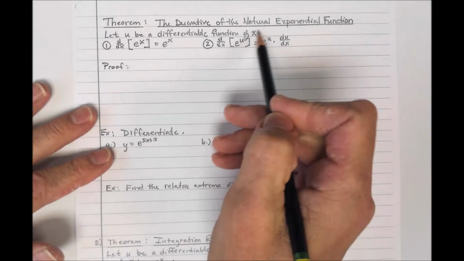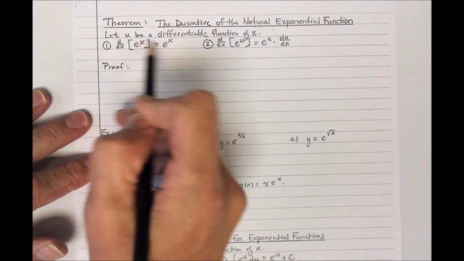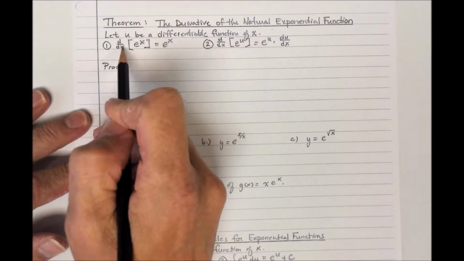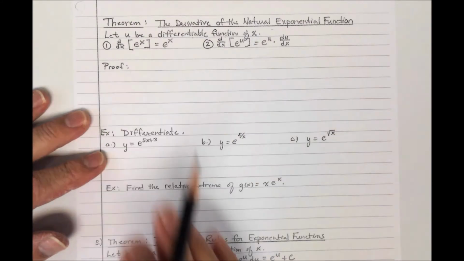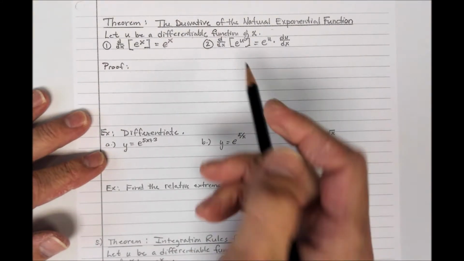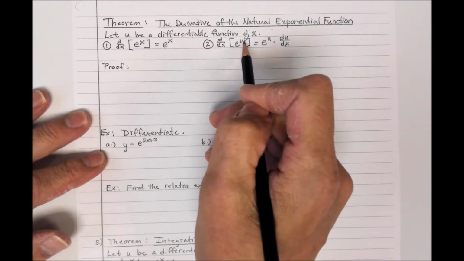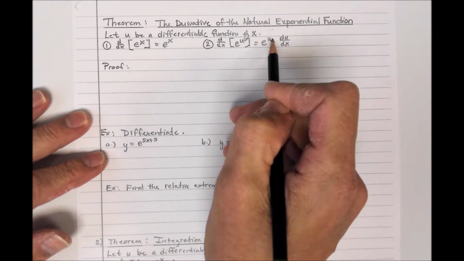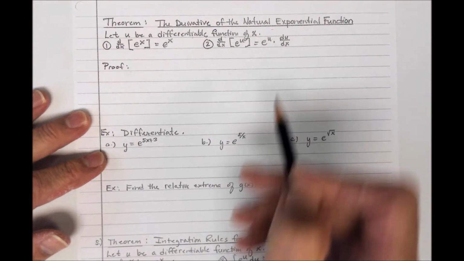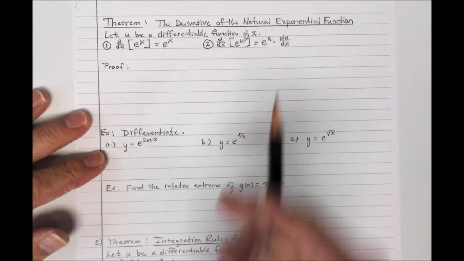The derivative of the natural exponential function: let u be a differentiable function of x. The derivative of e to the x is e to the x. It's itself. Kind of cool. And the derivative of e to the u, chain rule, is e to the u itself times the derivative of that exponent, of that function u.